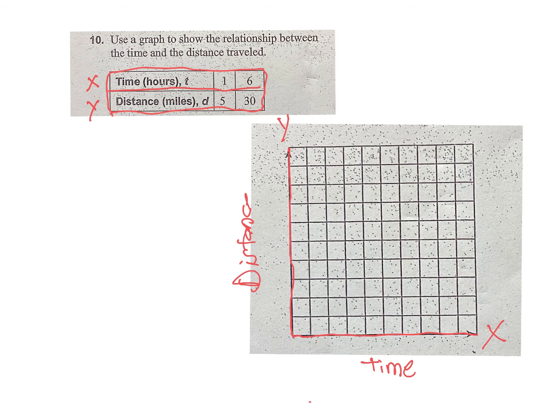Now, I have to graph this. Of course, right here is 0 and 0. It's 0 over and 0 up. But let's look at this one, the time. We have a 1 and we have a 6. So we're going to need 1 and 6 on this bottom line. Because they're lower numbers, I'm going to go by ones. So 0 to 1 to 2 to 3 to 4 to 5 to 6 to 7 to 8 to 9 and to 10. Now, my distance, which is over here, it goes from 5 to 30.